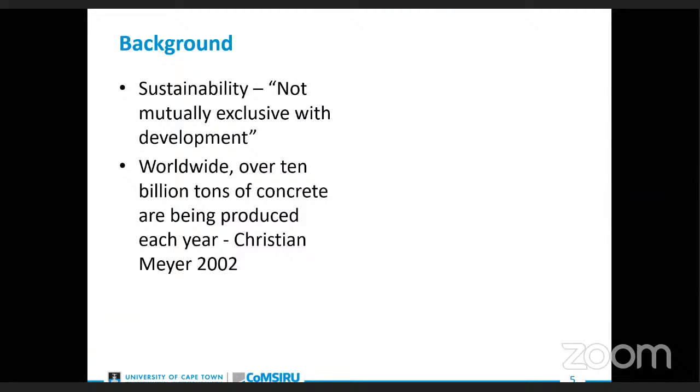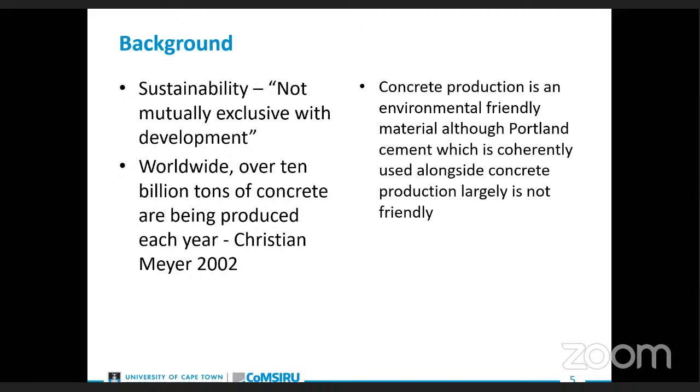Factually, it is commonly acknowledged that concrete is by far the most utilized material in the world, second to water, and worldwide statistics from Christian Meyer in 2002 summarized that over 10 billion tons of concrete are being produced each year. Such volumes require vast amounts of natural resources for aggregates and cement production. Although concrete production in general is environmentally friendly, the production of cement is not. It has been estimated that the production of 1 ton of Portland cement releases approximately 1 ton of carbon dioxide into the atmosphere. So the demolition and disposal of concrete structures and pavements constitutes another environmental burden, which is construction debris.